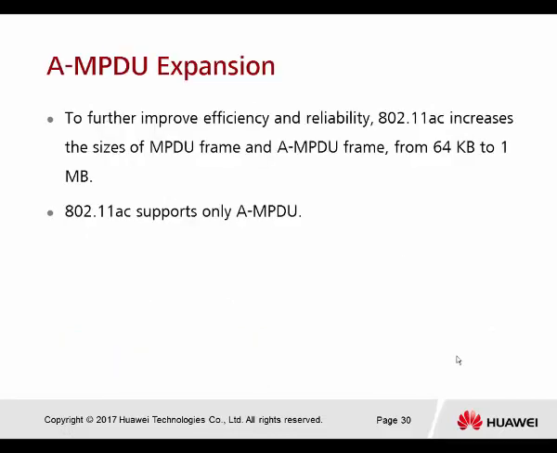The MPDU expansion. To further improve efficiency and reliability, 802.11ac increased the size of the MPDU frame from 64 KB to 1 MB. Because the previous aggregation only allowed aggregating up to this size, and now AC allows us to aggregate up to 1 MB. In 802.11ac, only A-MPDU is supported.